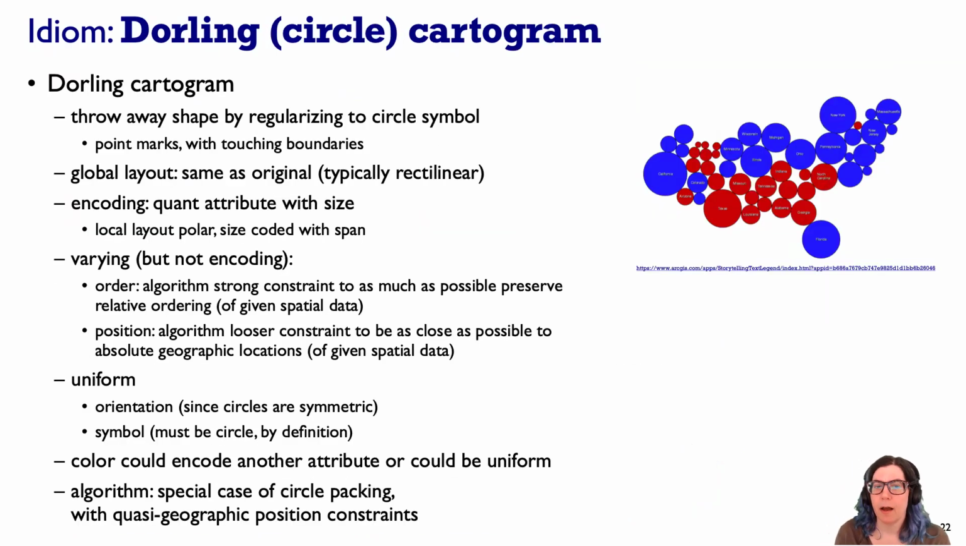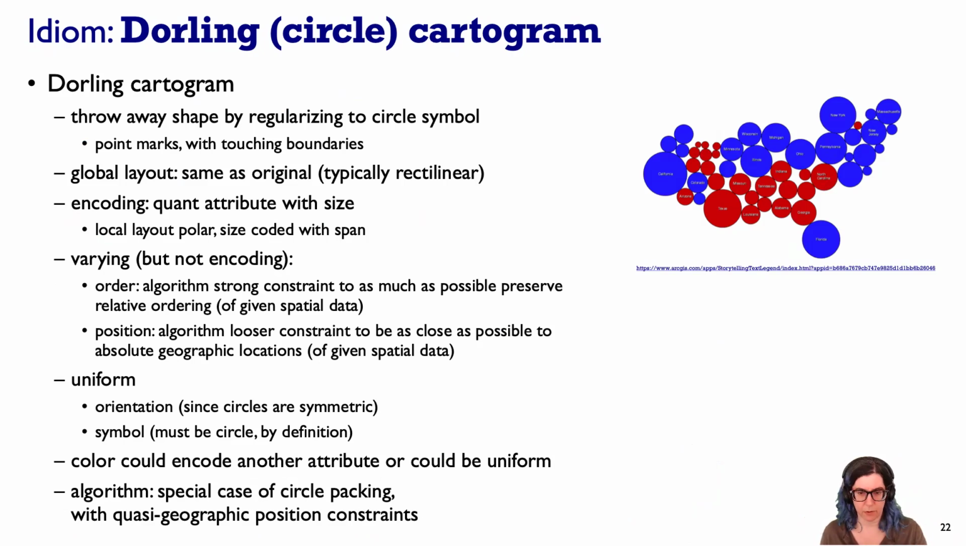Now, what else could we do? As I said, we could completely throw the shape away. We could simply regularize all shapes to a circle. Now we've gone from shape, as we have in polys, to simply a symbol, which means we're now dealing with point marks. But we have point marks where we want to make sure that those boundaries touch. So we inherit the same global layout from the original.